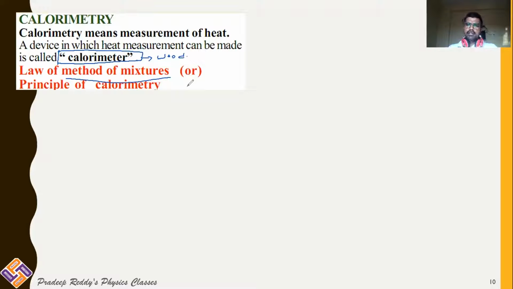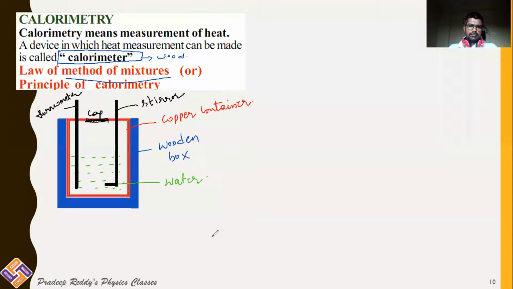We can calculate specific heat of solids, liquids, and gases. But in general, specific heat of solids and liquids can be calculated easily by using the principle of method of mixtures. So what is meant by the principle of method of mixtures, we shall see. Before that, let me explain what is meant by a calorimeter.